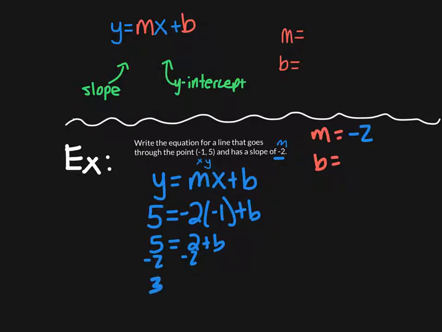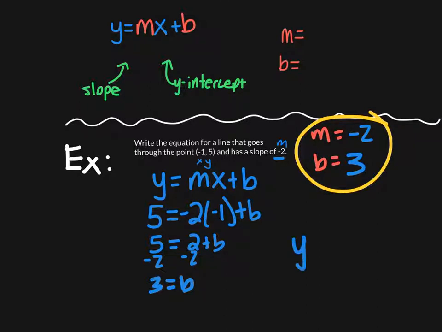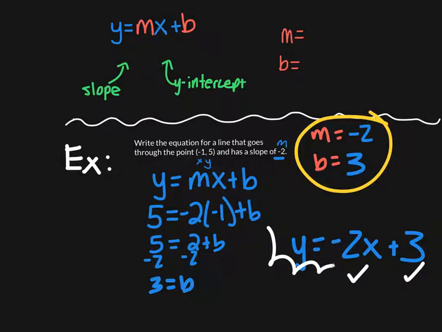And I get 3 equals b. Now I have the two pieces of information that I need to write my equation. So my final answer is y equals -2x plus 3. And I can double check that this does in fact have a slope of -2, and the point -1, 5 would be a solution. So this is my final answer right here.